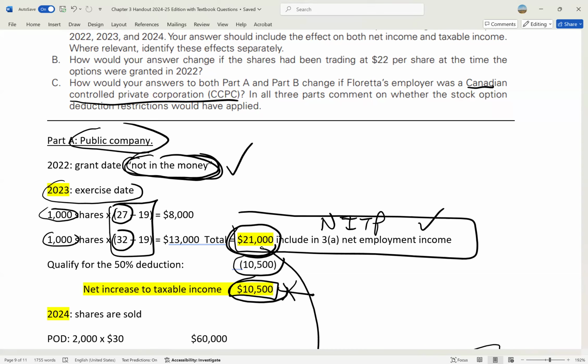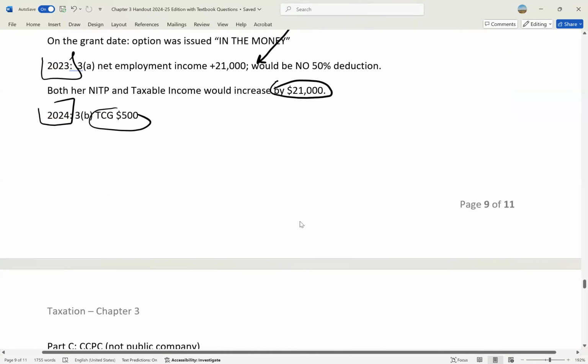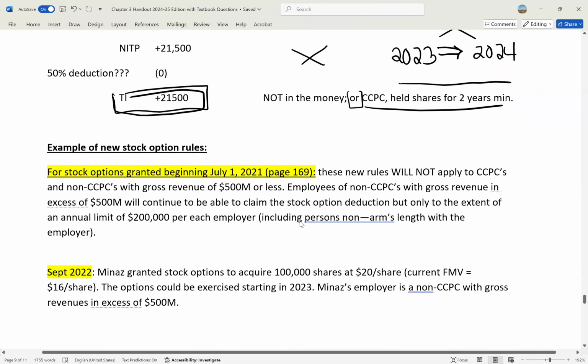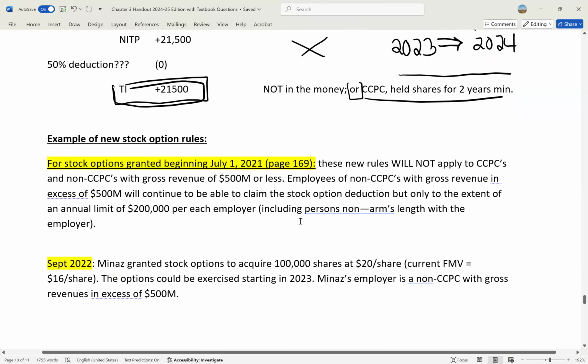So because of all this resistance or dissatisfaction with these stock option rules, the government introduced these rules that came into effect July 1st, 2021. Now, these new rules will not apply to CCPCs. So once again, the government is saying if you're a Canadian-controlled private corporation, then these new rules will not apply to you and your employees.